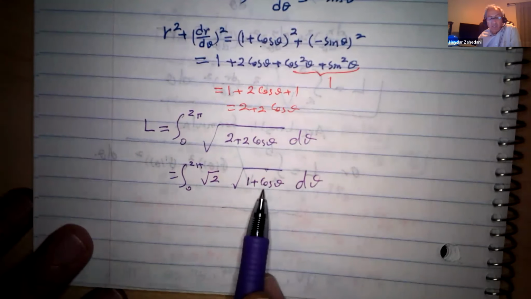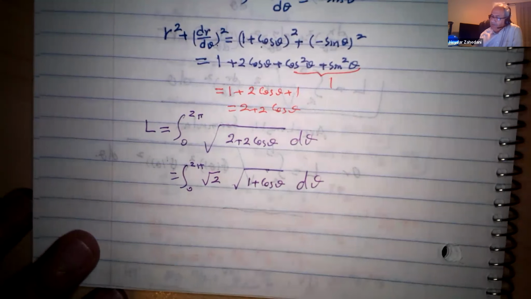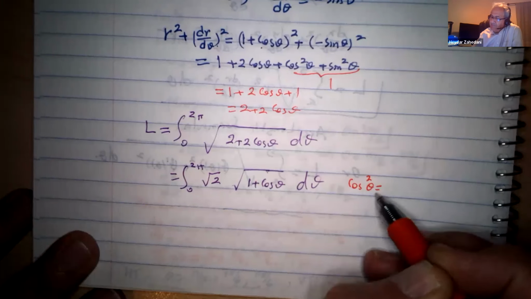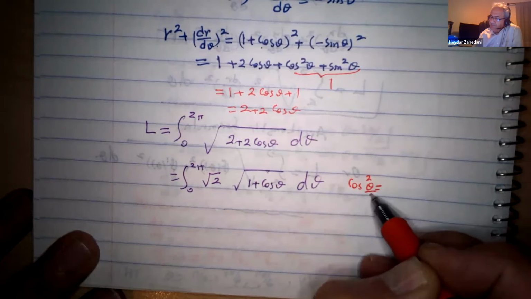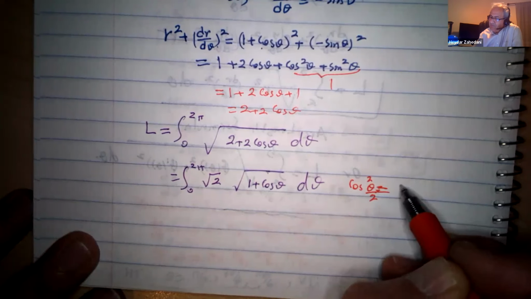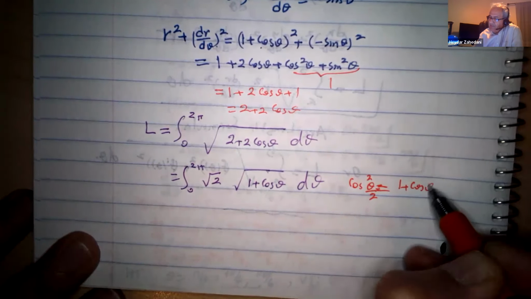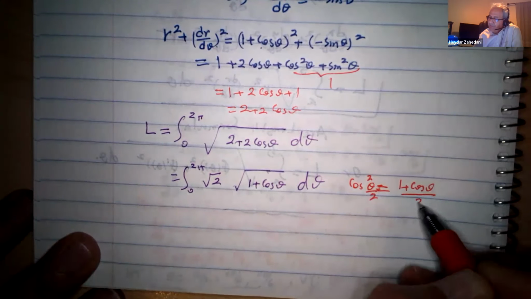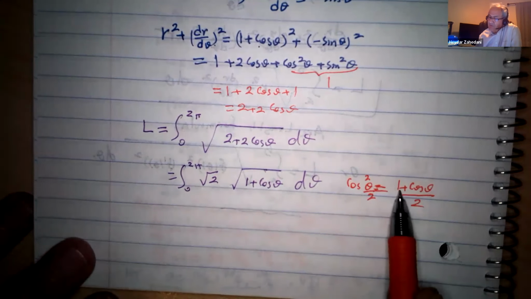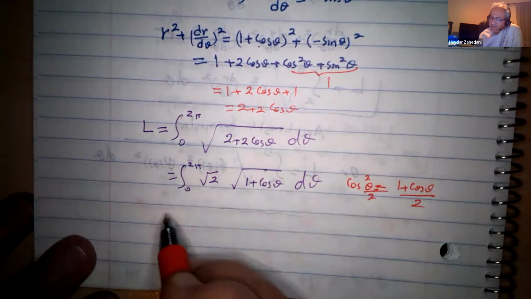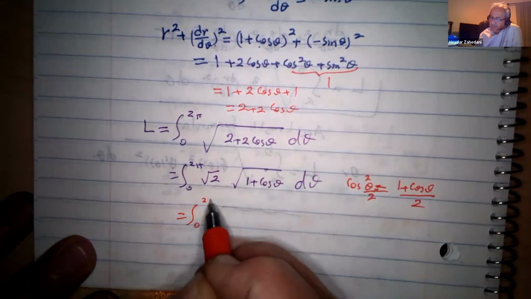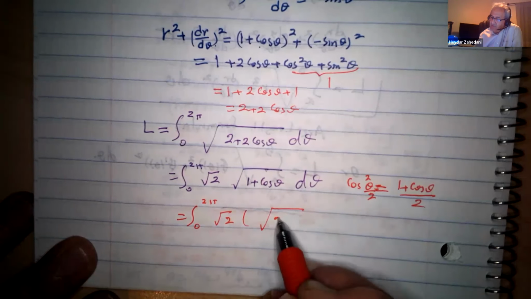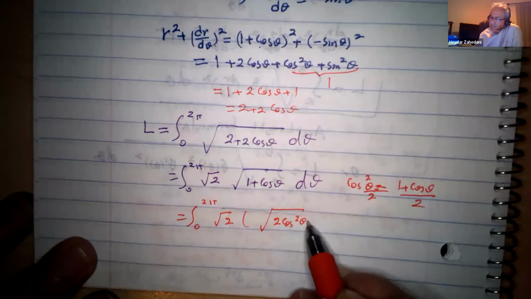So you can use the half angle formula for this one. The half angle formula is cosine squared of theta half equals 1 plus cosine of theta, divided by 2. Or 1 plus cosine would be 2 times that. So it's going to be the integral from 0 to 2 pi. This is already a radical 2. And now this is going to be 2 cosine squared of theta half.